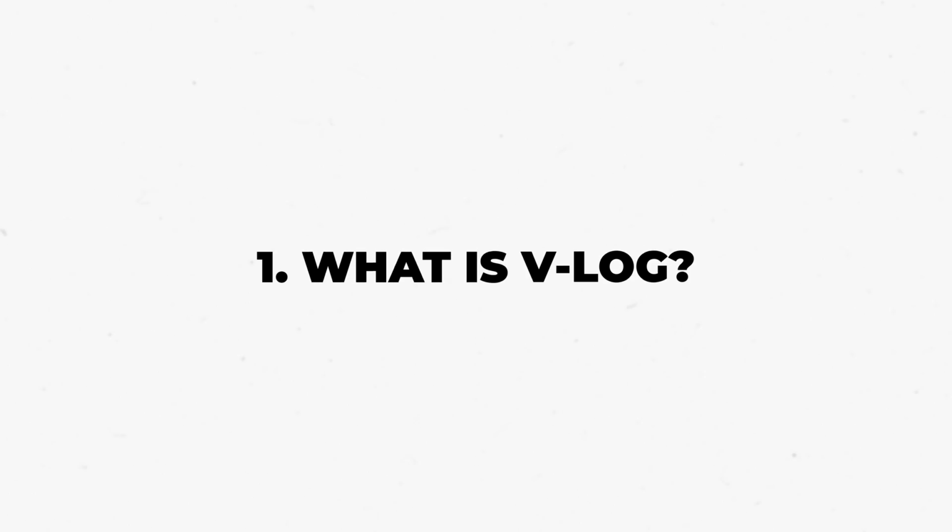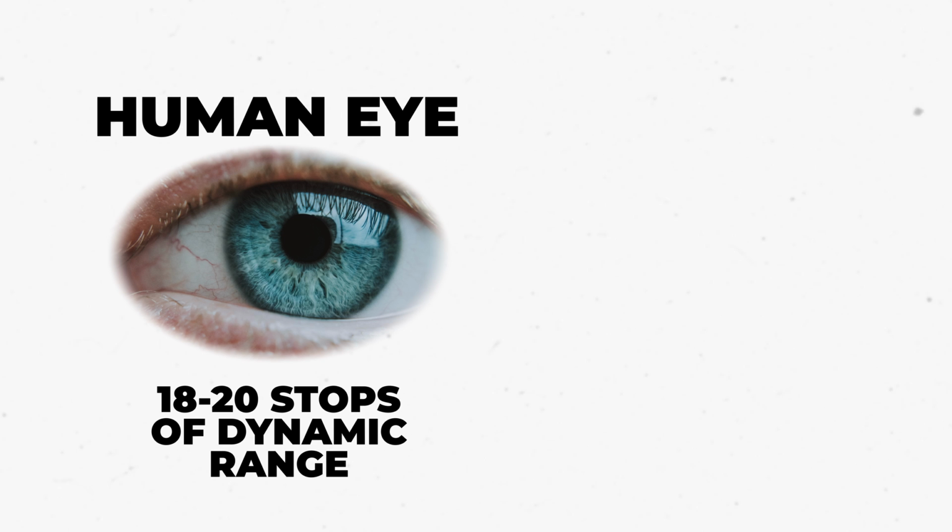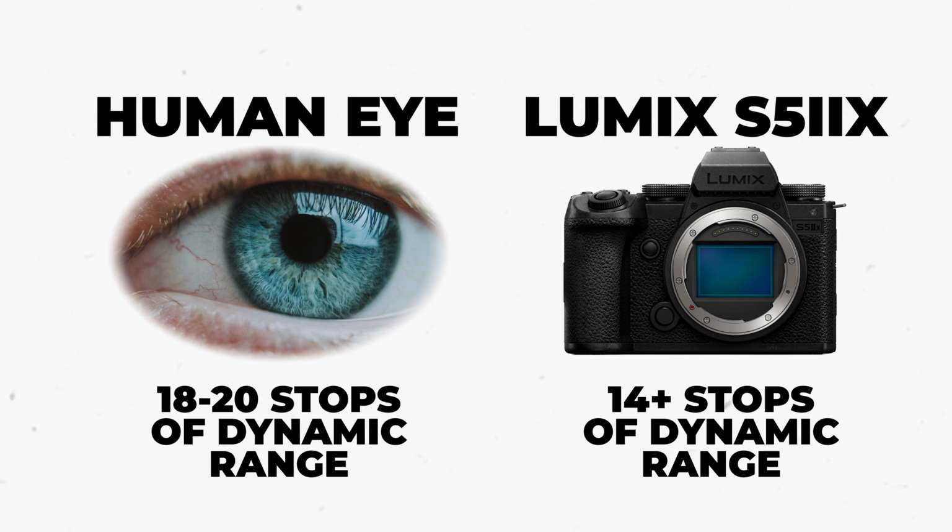So let's kick things off with the big question. What is V-LOG? Log profiles like V-LOG are a way to retain more dynamic range in your image when you're shooting video. Dynamic range means the range between the brightest and darkest parts of your image. Even though the camera sensor on the S5 has the ability to capture 14 plus stops of dynamic range, we need somewhere to put all of that information.